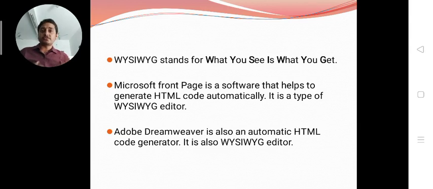But this application, Microsoft FrontPage, is known as a what-you-see-is-what-you-get WYSIWYG application, or WYSIWYG editor. It helps you to see the web page. Whatever code you write, it will help generate the code automatically, and it will also help you preview the code, how your page will look like. At the time of writing the code, you can also see how your page is being formatted. Okay, and Adobe Dreamweaver is also this type of application, and it is also used to automatically generate HTML code.